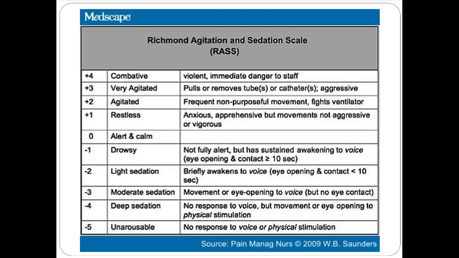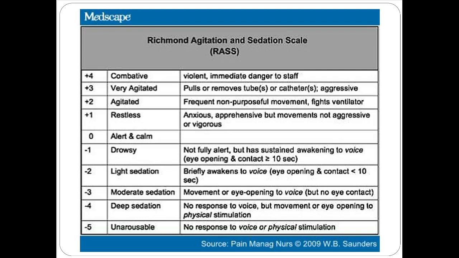Yeah. I put this on here. This is the RASS scale, or Richmond Agitation and Sedation Scale. RASS is a really commonly used goal for sedation. So if you're a provider ordering a sedative, you might target, let's say, a goal of -3 for RASS. So you want moderate sedation. You want movement or eye opening to voice, but no eye contact.